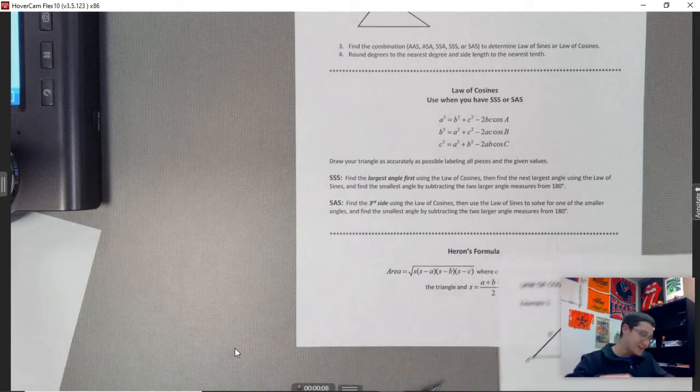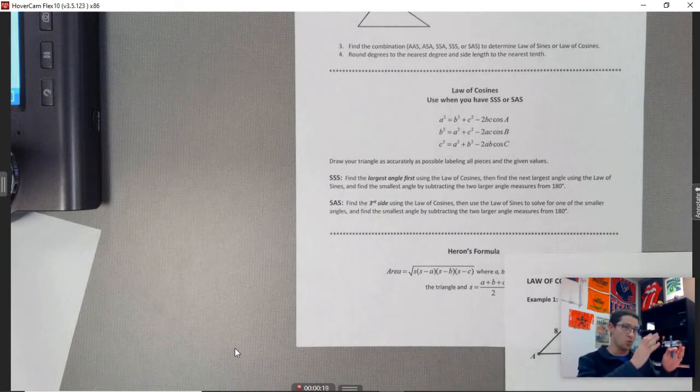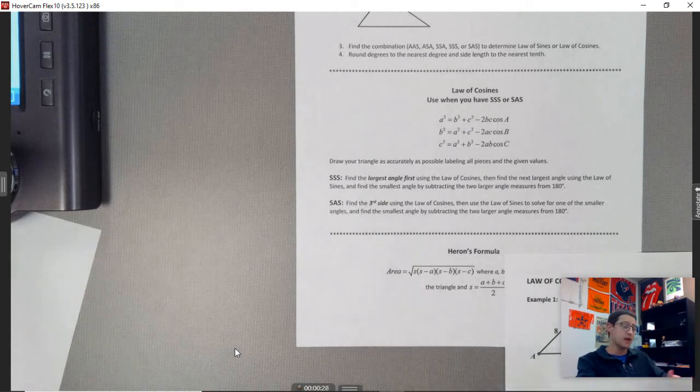Here we go. Let's talk about law of cosines today. If you think back to what we did in the last video with law of sines, we were working with problems where we always had one side and then the opposite angle. We were always working with pairs like that, opposite sides and then the opposite angle.